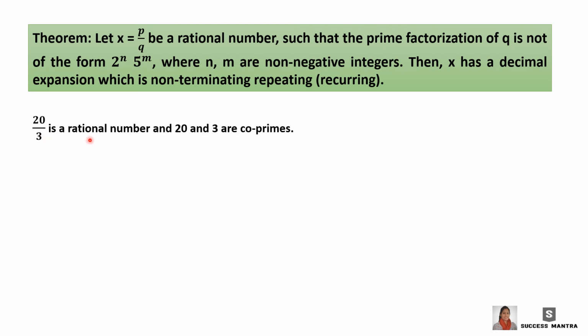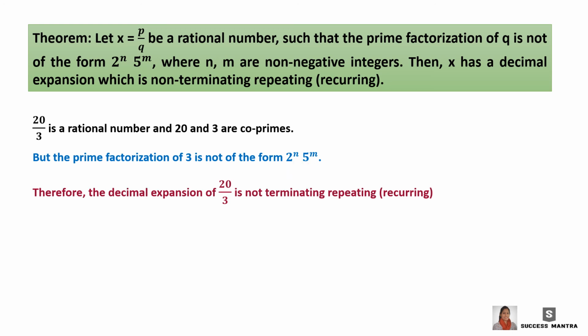20 by 3, it is a rational number because 20 is an integer, 3 is also an integer. So it is a rational number, and moreover 20 and 3 are co-primes also. But the prime factorization of 3 is not of the form 2 raised to n, 5 raised to m, because 3 has only prime factors 1 and 3. So it is not of the form 2 raised to n and 5 raised to m. Therefore, the decimal expansion of 20 by 3 is non-terminating repeating. We know that when dividing this, we will get 6.6666 like that. It is non-terminating repeating, that is recurring.